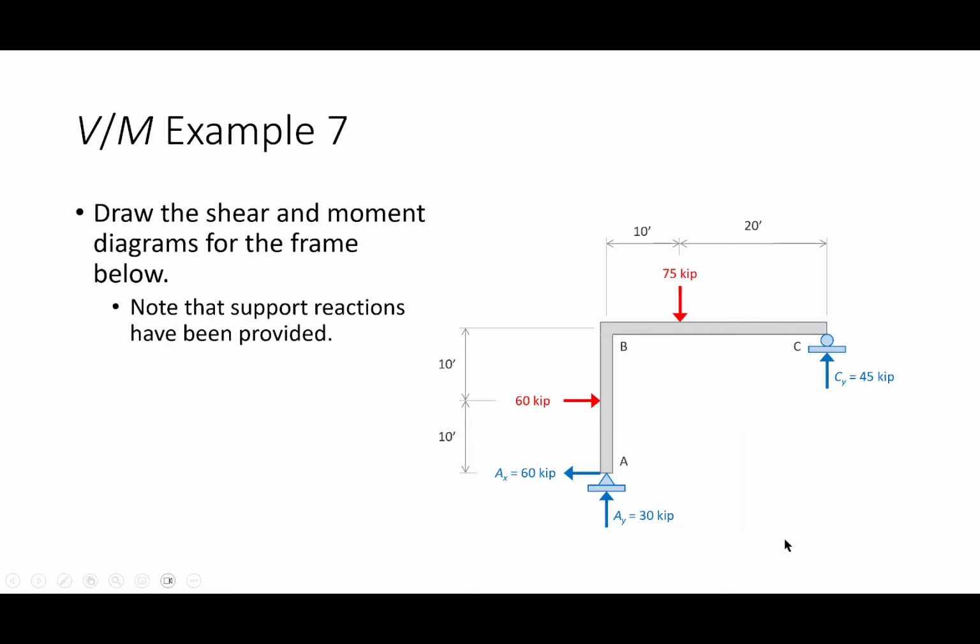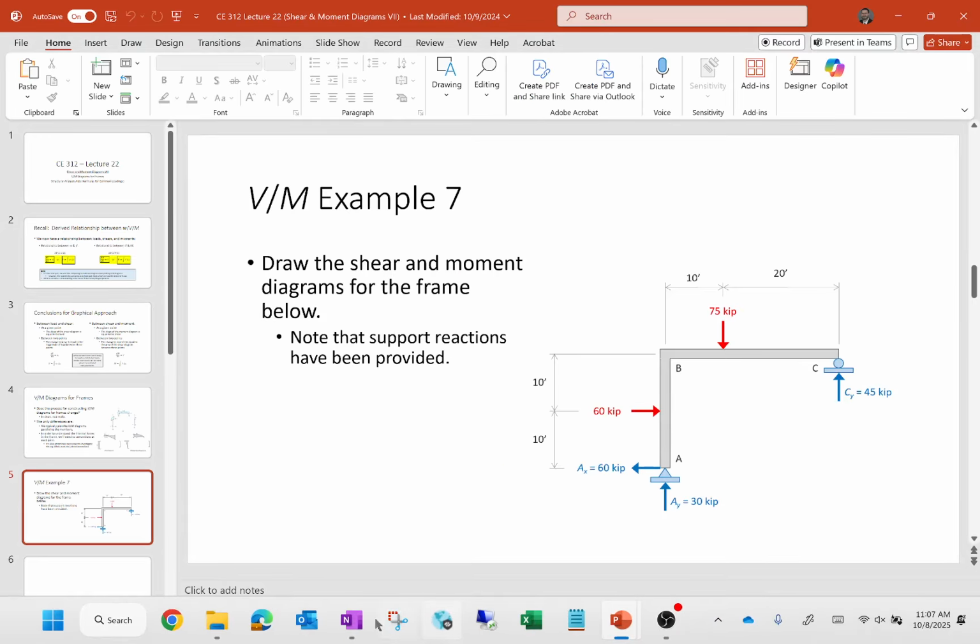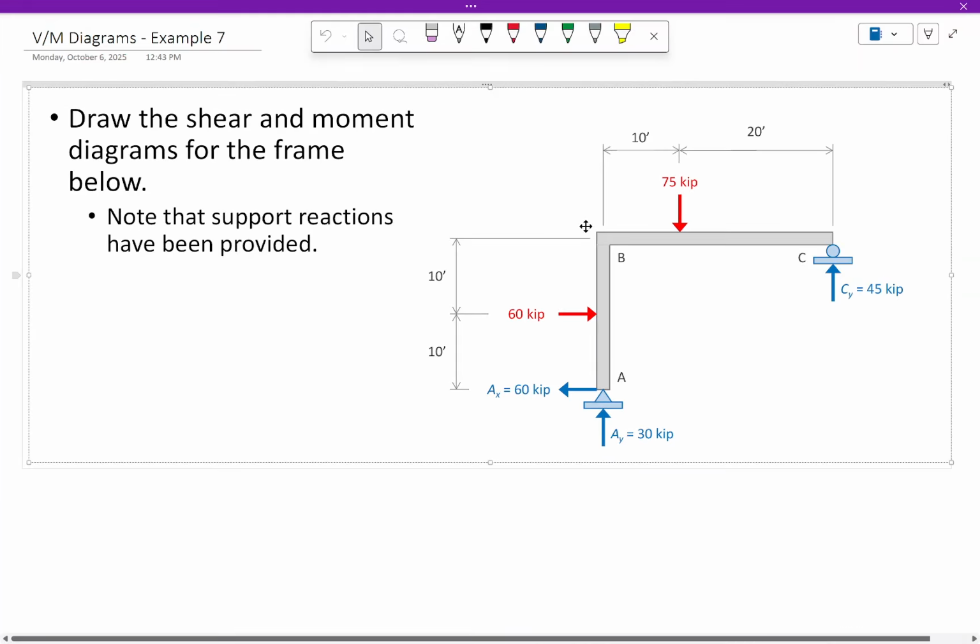I think structural analysis is a science that you learn by doing. So let's just do a frame problem. Let me go ahead and open up the notebook here. For this problem, I've given you the support reactions. We have 60 kips going to the right, so that means this horizontal reaction is 60 kips to the left. And then we have 75 kips going down. This ends up being 30 up and 45 up, just to balance moments.